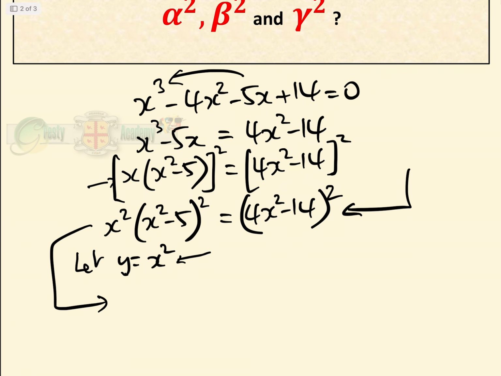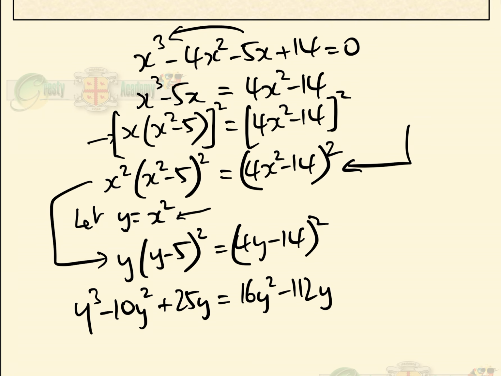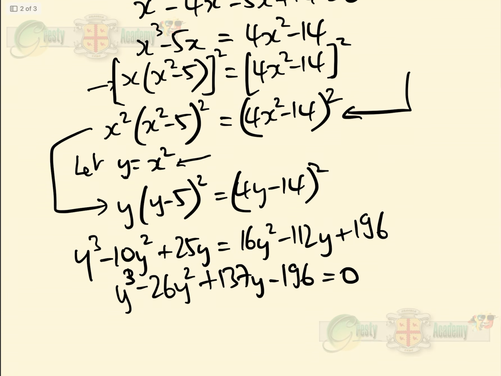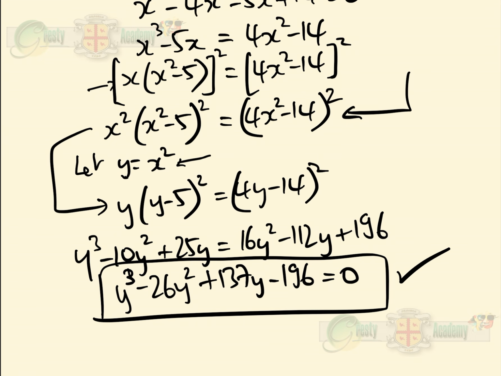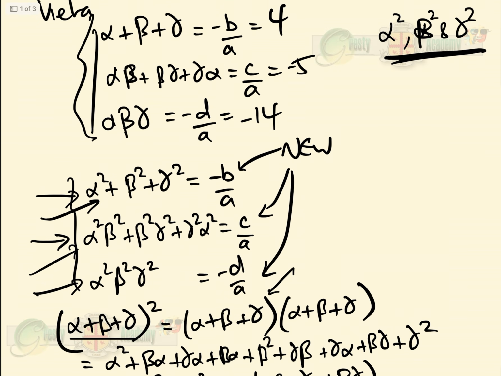So all we need to do now is put y in here. That gives us y minus 5 squared is equal to 4y minus 14 squared, and all we've got to do is expand that, y cubed minus 10y squared add 25y equals 16y squared minus 112y add 196, and just putting all that on the same side, we have y cubed minus 26y squared add 137y minus 196 equals 0, and hey presto, we have our answer much quicker than using Vieta's formulae here.